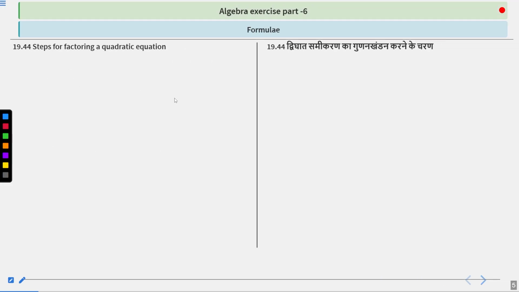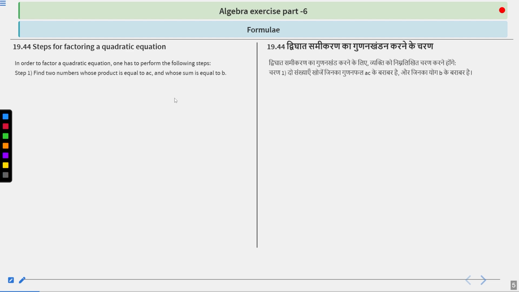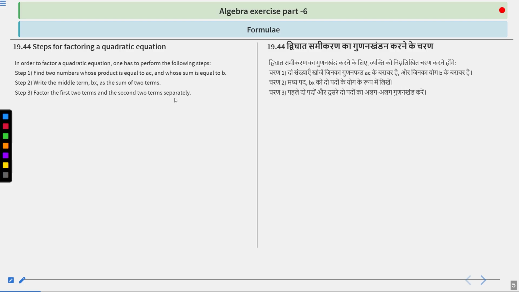Then steps for factoring a quadratic equation. In order to factor a quadratic equation, one has to perform the following steps. Step 1. Find two numbers whose product is equal to AC and whose sum is equal to B. Step 2. Write the middle term Bx as the sum of two terms. Then step 3. Factor the first two terms and the second two terms separately.